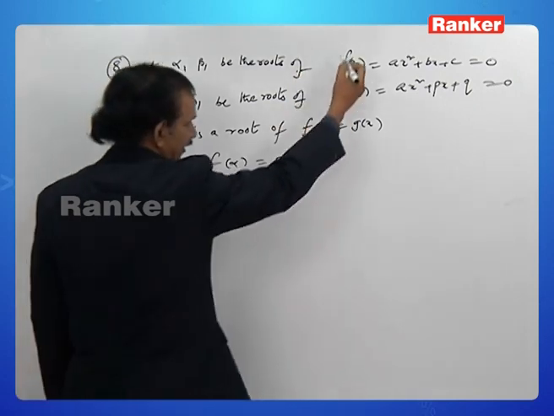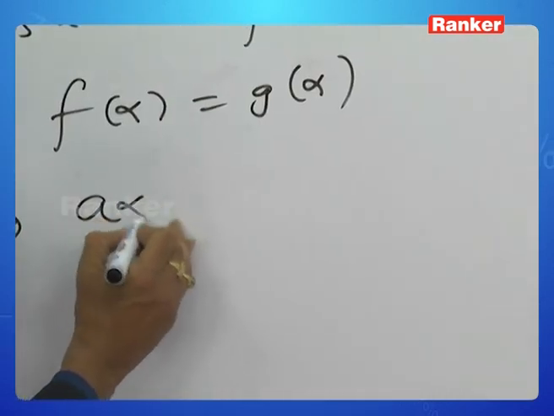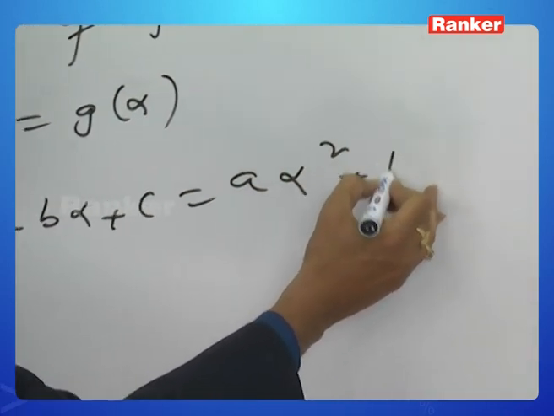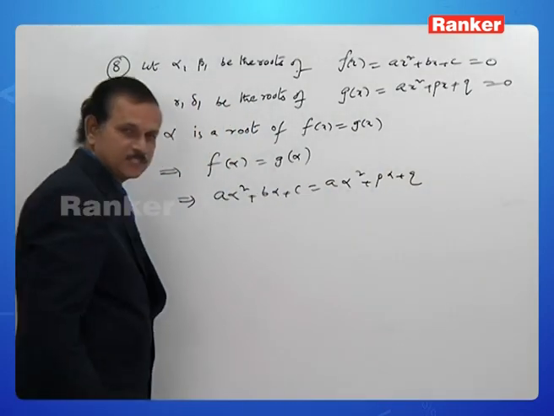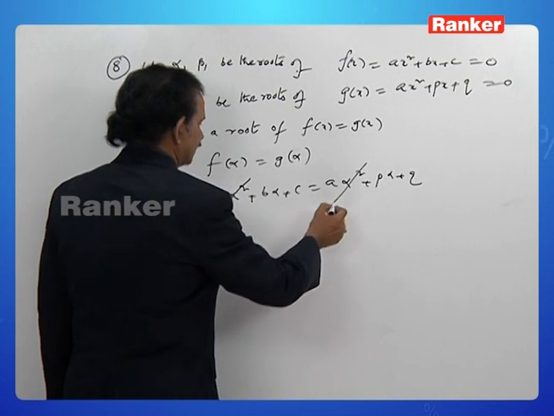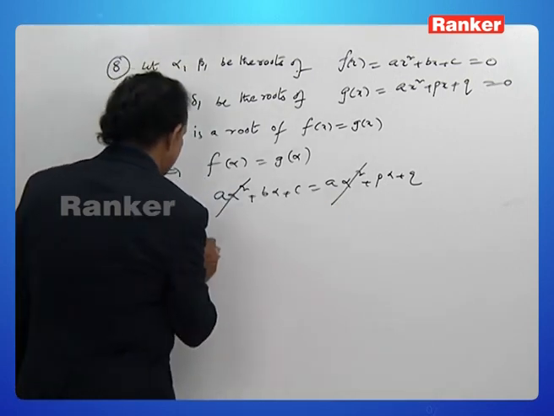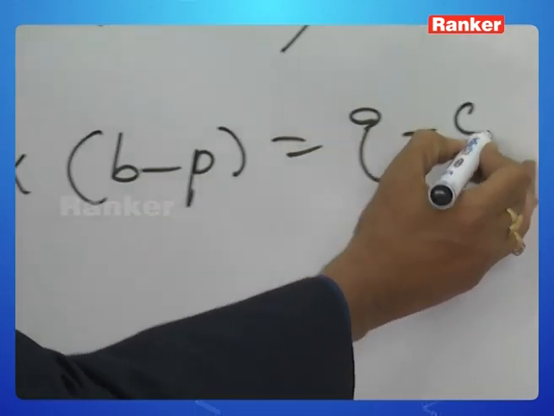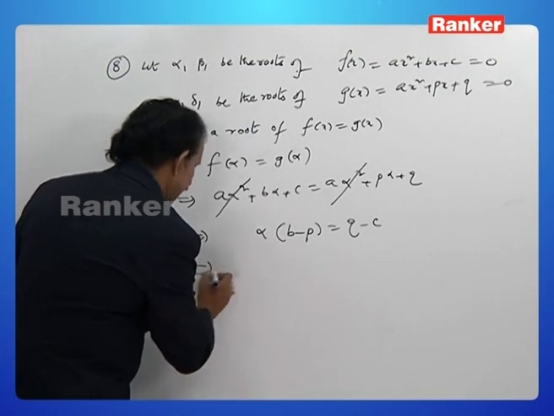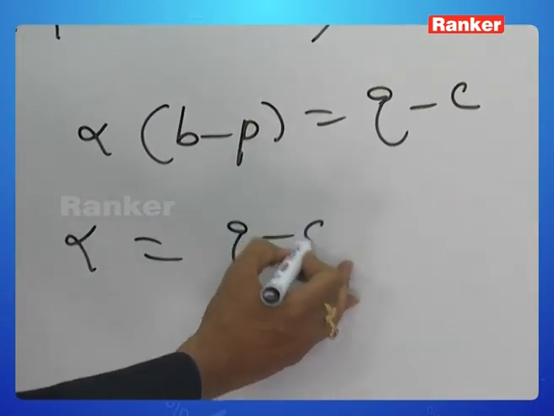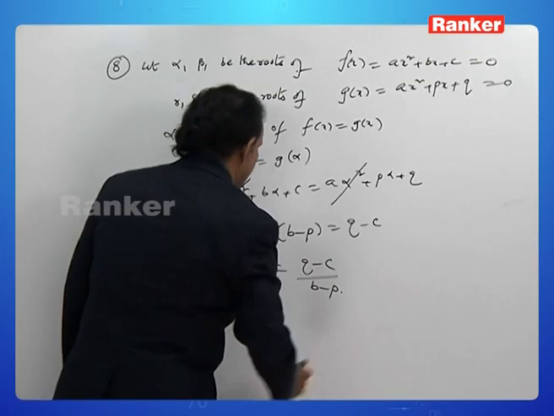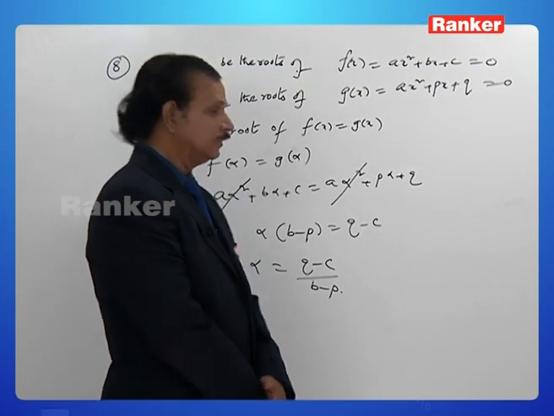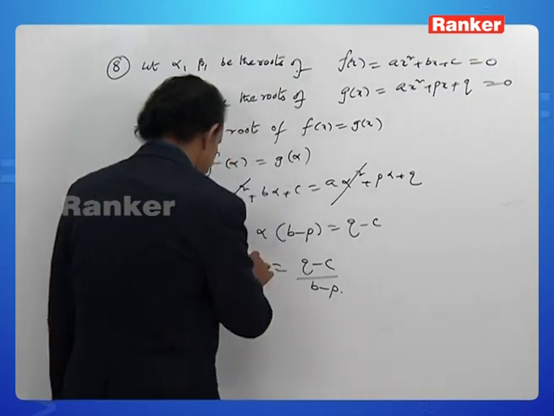Come on, substitute alpha in f of x. What does it become? A alpha square plus b alpha plus c is equal to a alpha square plus p alpha plus q. We can easily cancel a alpha square. Then this implies alpha into b minus p is equal to q minus c. From there you have alpha is equal to q minus c by b minus p. Well, let us keep this at a side.